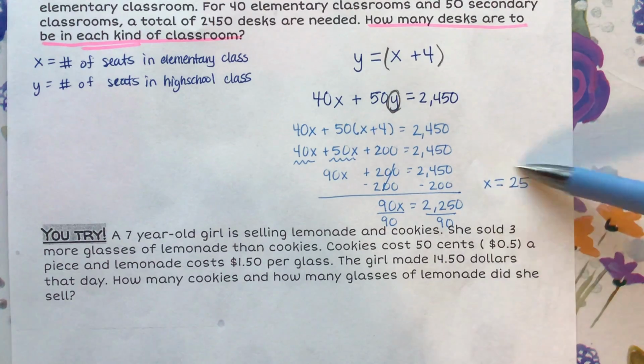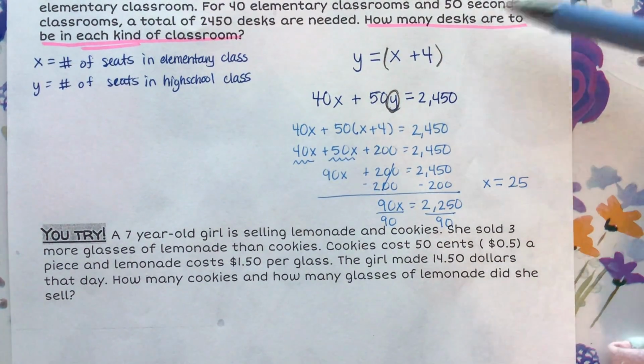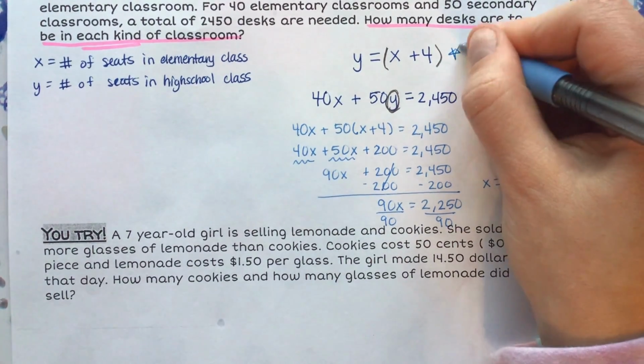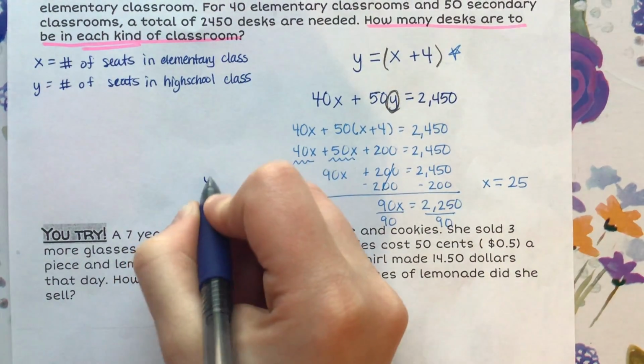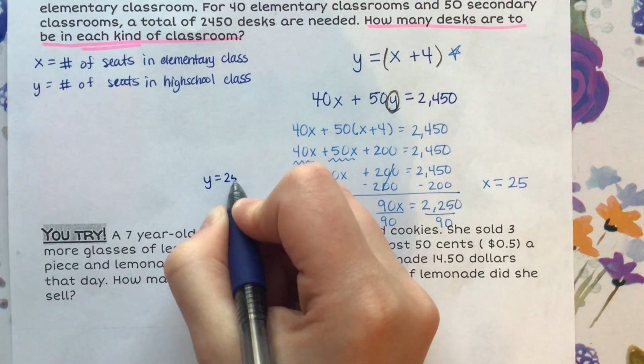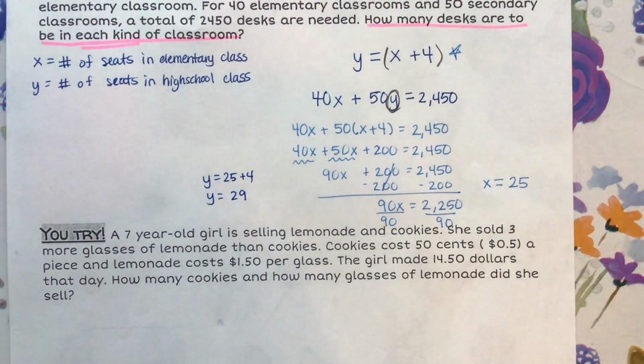Well, I can take this x equals 25 and substitute it back into either one of my equations. But to be honest, I think this one right here looks quite a bit easier. So I'm going to say, y is equal to 25 plus 4, or y is equal to 29.